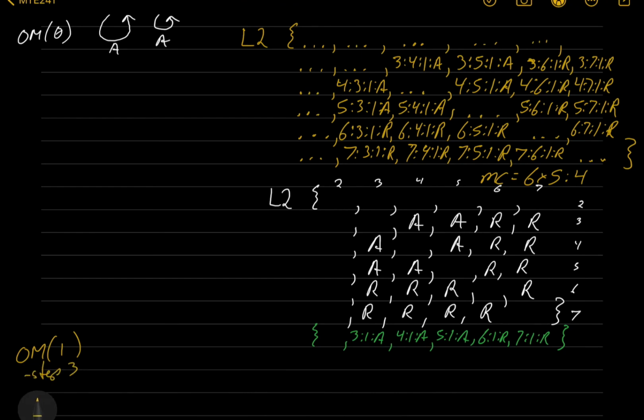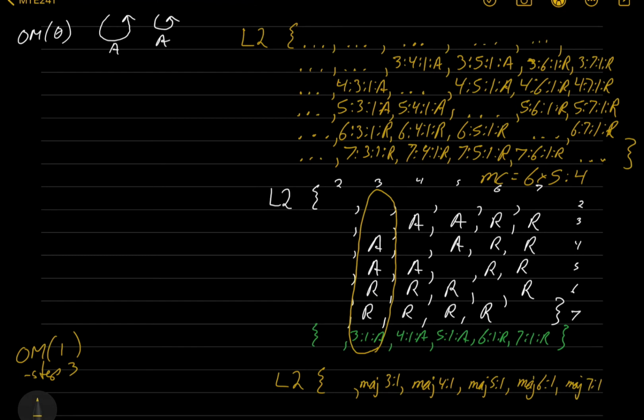So in step 3, we want to take the majority of values that we've been told that 3 communicated, that 1 communicated. So L2 is going to do this. It's going to replace, or it's going to take the majority of the 3 1 values, and the majority of the 4 1 values, 5, 6, and 7.